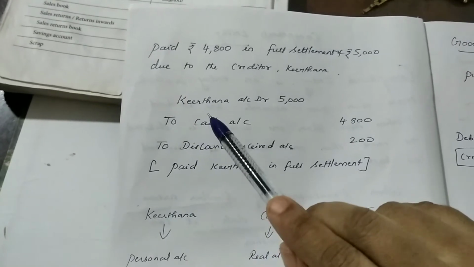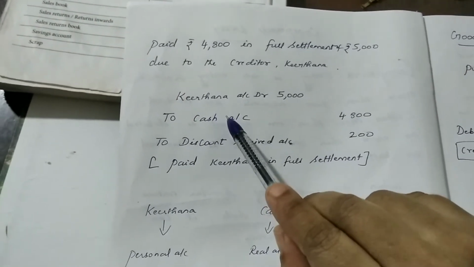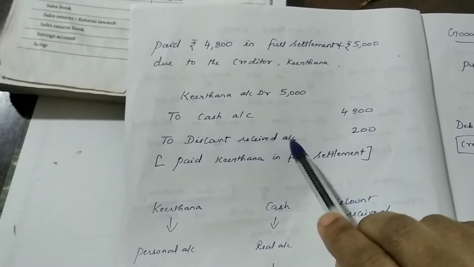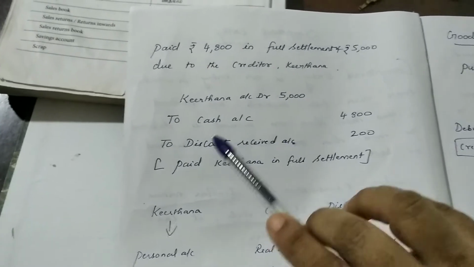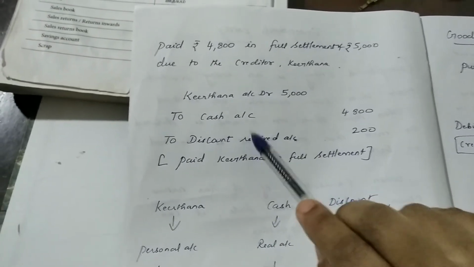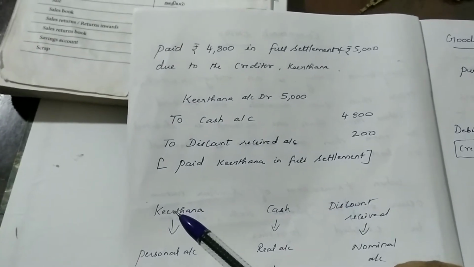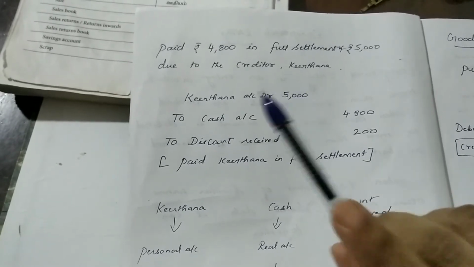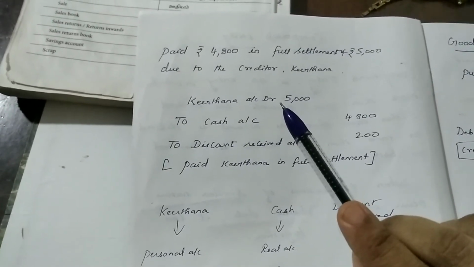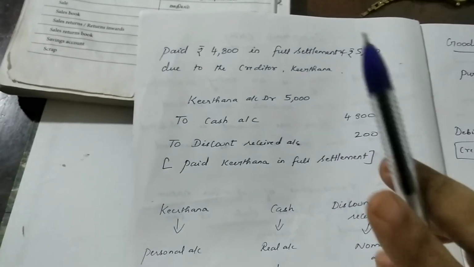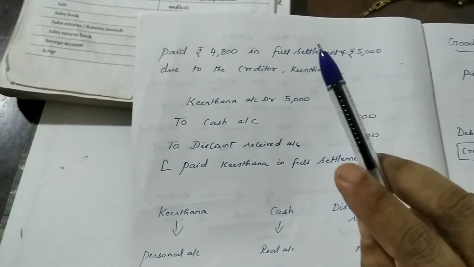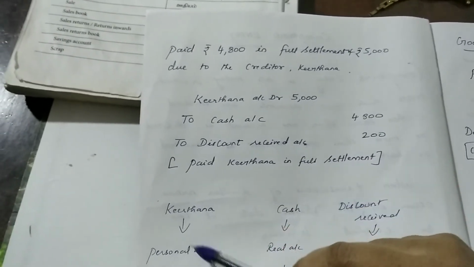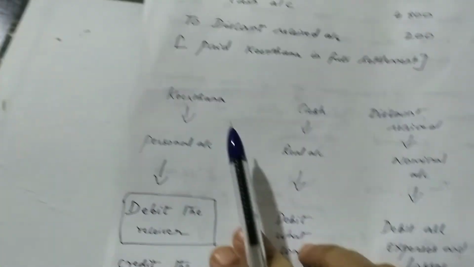So what should be the entry? Kirtana account debit to cash account 4,800 and to discount received 200. Let us first analyze how we are arriving at this entry. What are the accounts involved in this transaction? Here we have three accounts. Normally you have only two accounts involved in each transaction. As we have more than two, it is a compound entry.